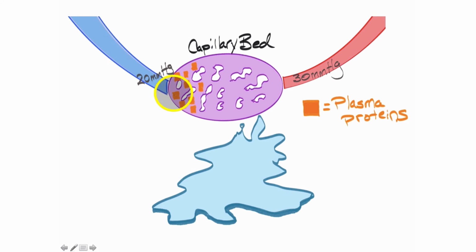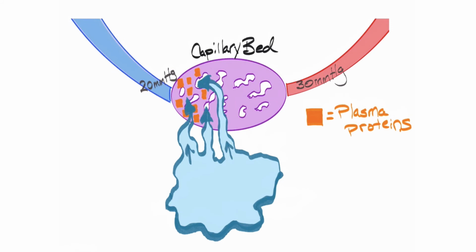Now, because there's a higher concentration of plasma proteins here, and when I say higher, it's certainly higher than was in the arterial end of the capillary bed, but also higher than we see in the interstitial fluid. And certainly I don't have any solutes drawn in the interstitial fluid, but it's going to be loaded with solutes. But there's going to be a higher concentration of solutes due to the plasma proteins in the venous end of this capillary bed. And that high concentration of solutes is going to draw water back into the capillary bed so we don't lose that fluid volume.